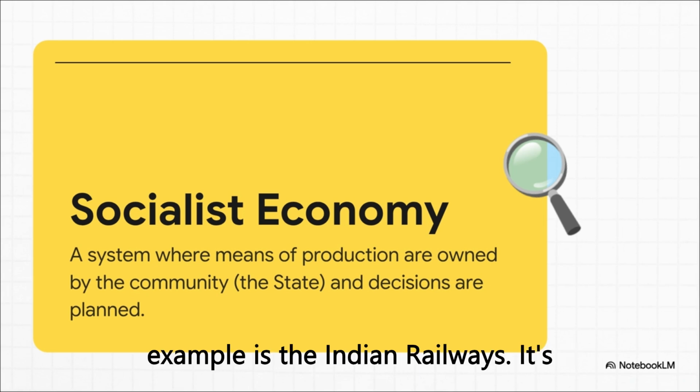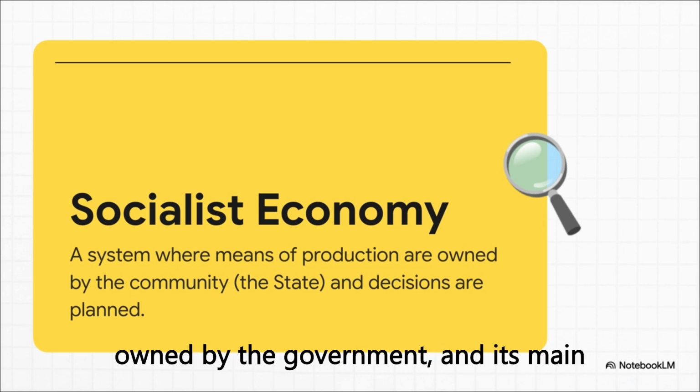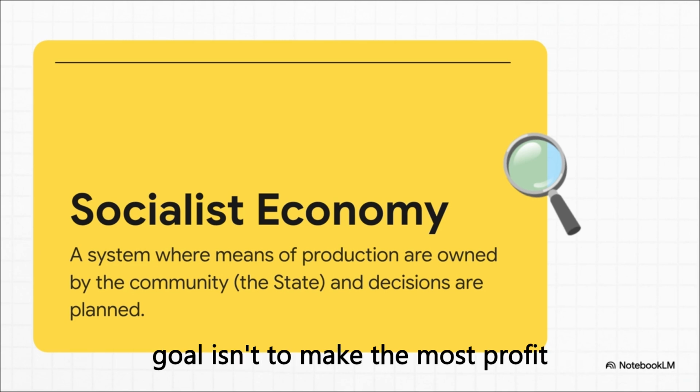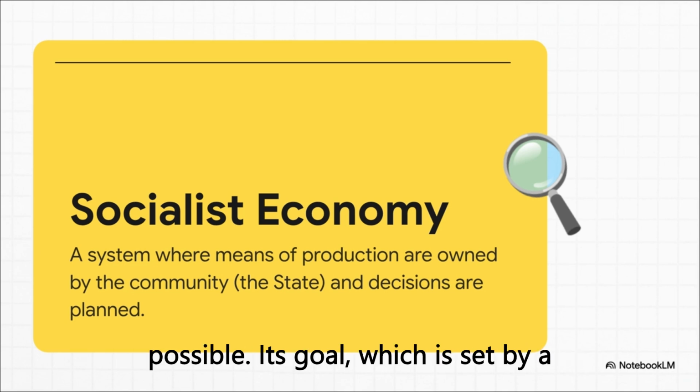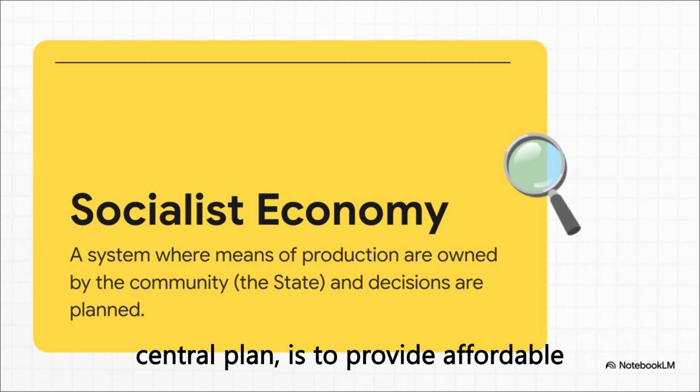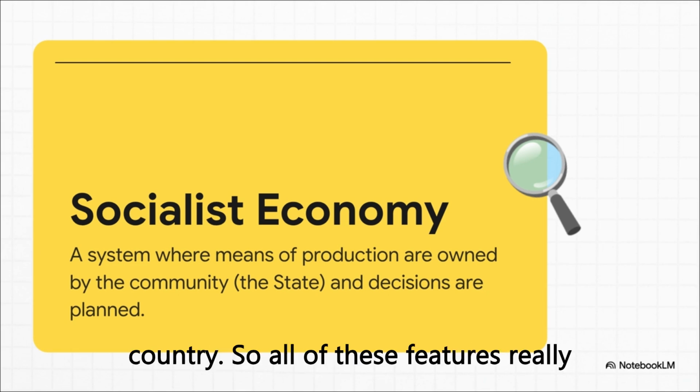A great example is the Indian Railways. It's owned by the government, and its main goal isn't to make the most profit possible. Its goal, which is set by a central plan, is to provide affordable transportation for everyone in the country.